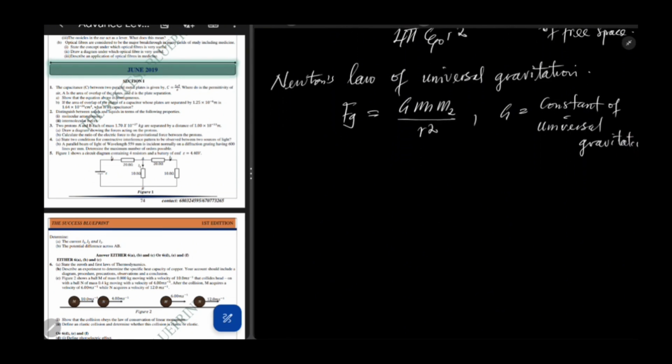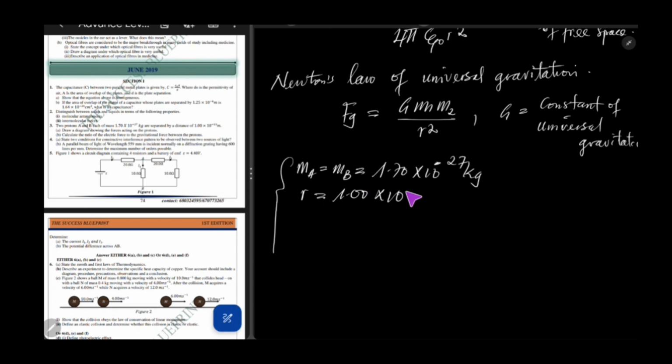Now, what are the quantities given to us? We have been given the masses of the protons, so we have m of A equals m of B, which is equal to 1.70 times 10 to the power negative 27 kilograms. We have been given the distance r apart between A and B, that is 1.00 times 10 to the power negative 13 meters, and we all know that the charge on a proton is positive 1.6 times 10 to the power negative 19 coulombs.